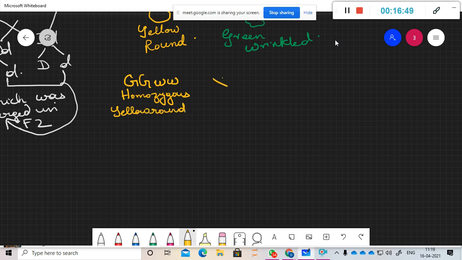And this was crossed with, sorry, this is capital W. Let me erase it. Capital W, capital W. This was crossed with green, wrinkled. Small w.